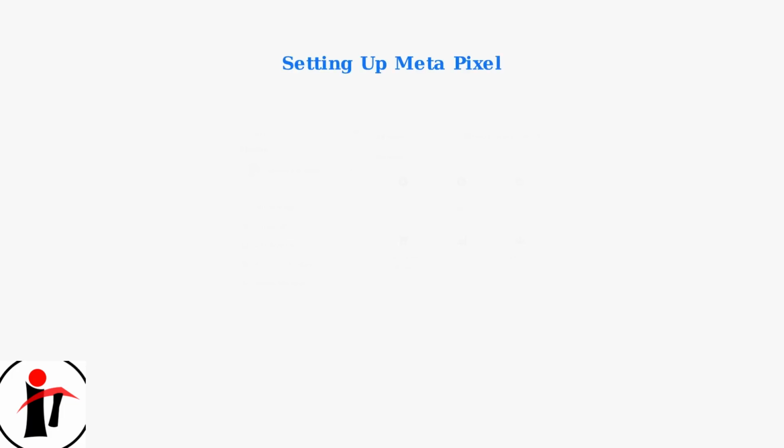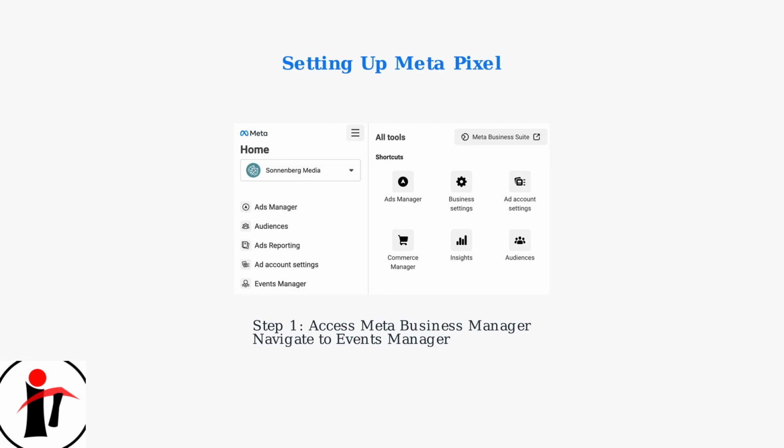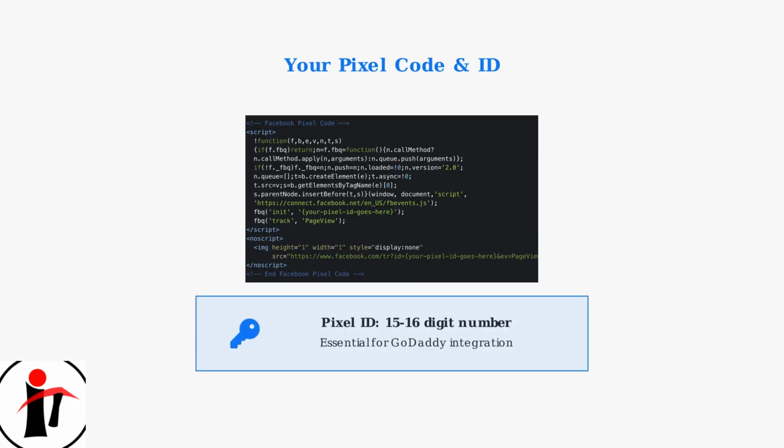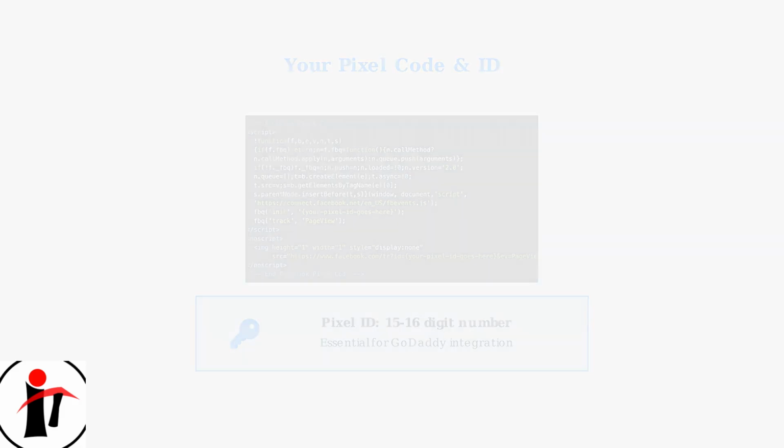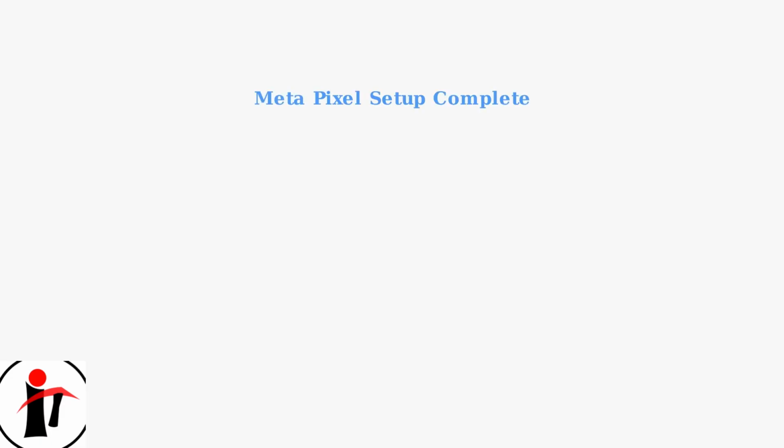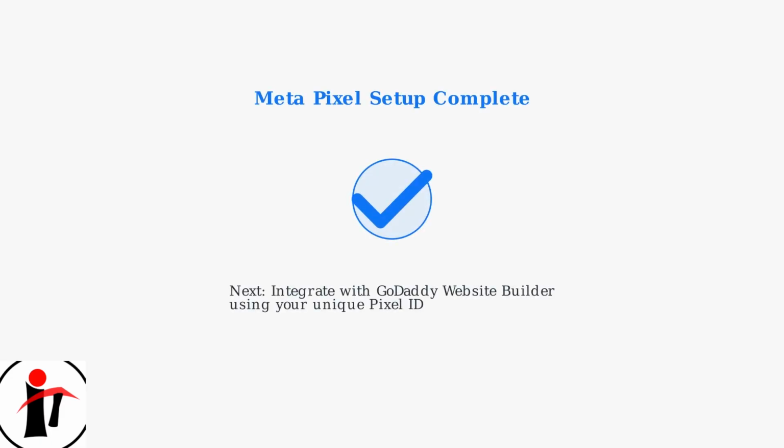To set up Metapixel, you first need to access Meta Business Manager. Navigate to the Events Manager section, where you can create a new pixel or manage existing ones. Once in Events Manager, create a new pixel or select an existing one. The system will generate your unique pixel code, which includes your pixel ID, a crucial 15 to 16-digit number needed for integration with your website. Your Metapixel is now ready for integration.